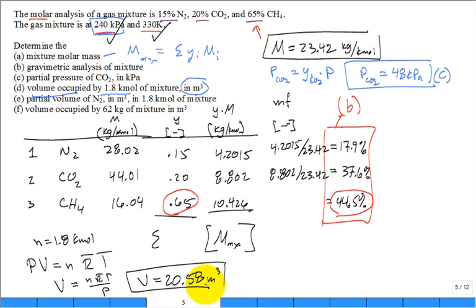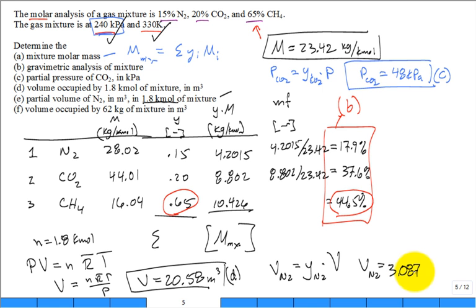Partial volume of nitrogen in cubic meter, in the 1.8 kilomoles of the mixture. So now they're saying, give me the partial volume. So how do I calculate the answer for part E? This is the answer for part D. That would be the partial volume of the nitrogen. Is that the mole fraction of the nitrogen times the total volume of the mixture? Sure. And so the partial volume of the nitrogen comes in at 3.087 cubic meter.